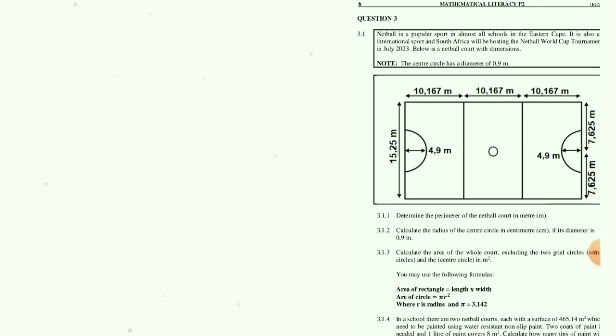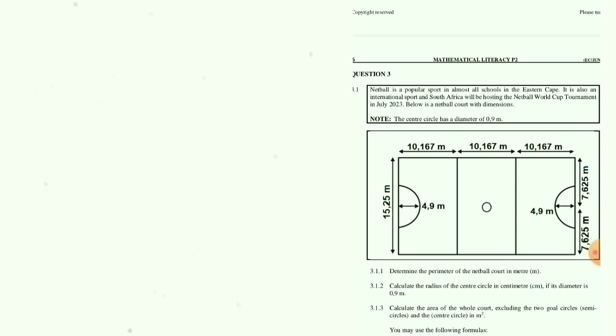3.1.1, determine the perimeter of the netball court in meters. So you can see here the netball court, there's 10,167. Not 10,000 actually, guys. This is 10,167 meters. Most of you will say it's 10,000. It will confuse you. This is 10,167.